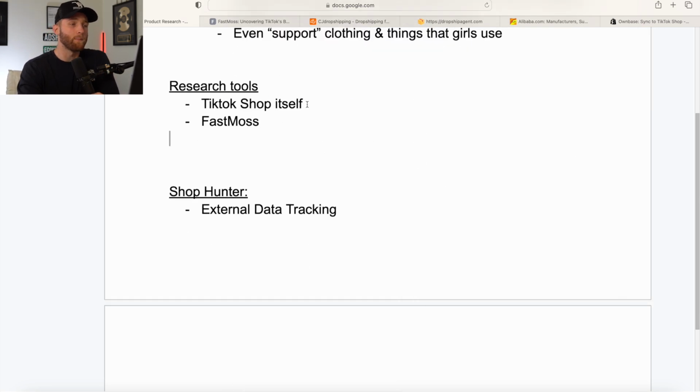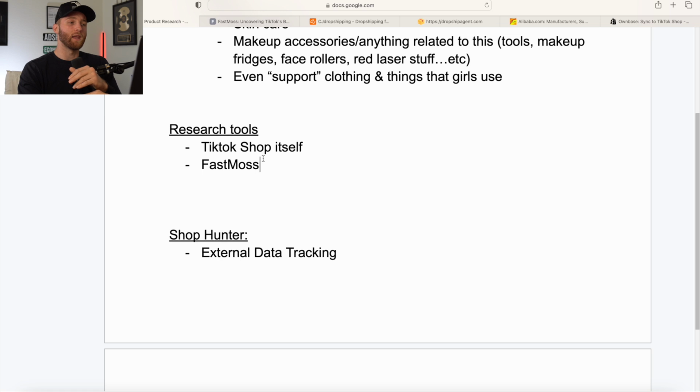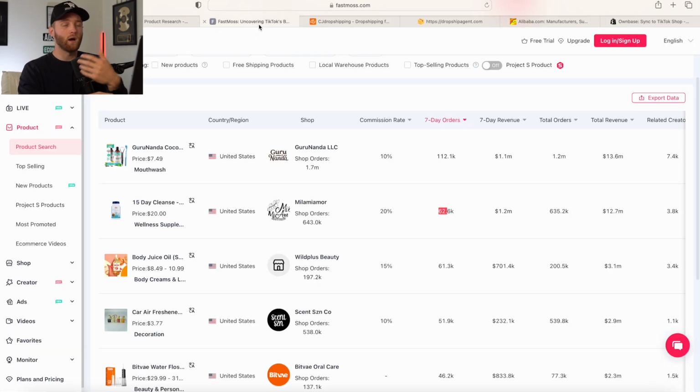So TikTok Shop itself is a good platform to scroll on, okay? I'm always looking at stuff on there. I want to see the stuff that's sold over 1,000 units, that's been moving, that's got good feedback. That's just very basic entry-level stuff. And then in terms of diving a little deeper, again, FastMoss, a good tool.